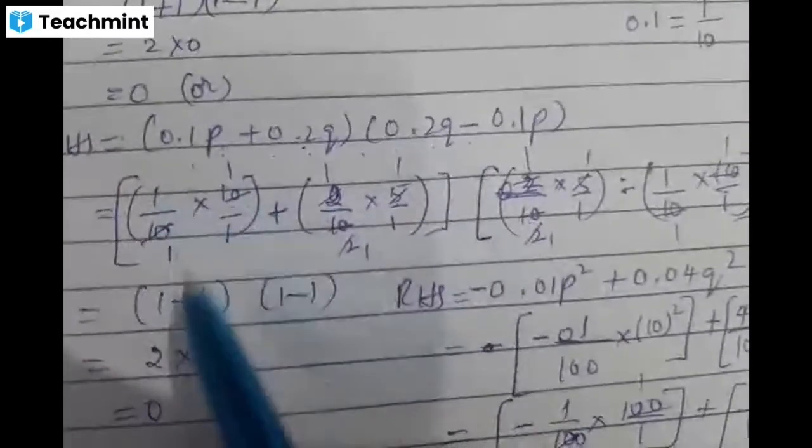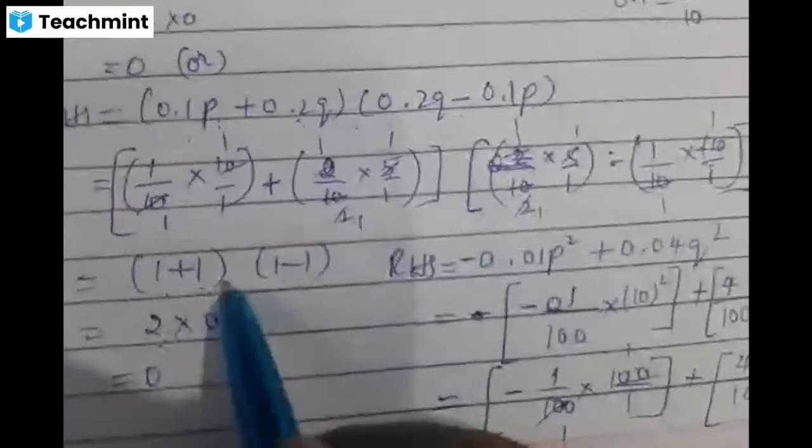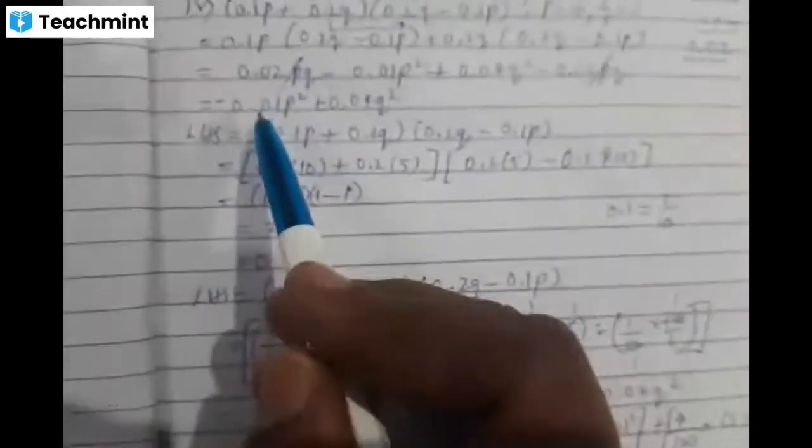Here you are left with, in the whole bracket, 1 plus again 1 here into 1 minus 1. 1 plus 1 is 2, children, into 1 minus 1 is 0. 2 zeros are 0. Now consider the RHS you have got here.